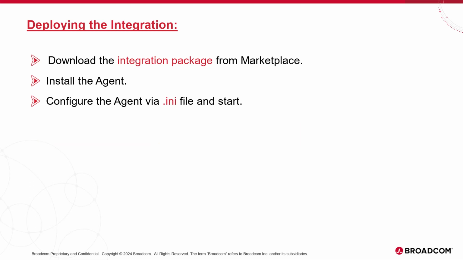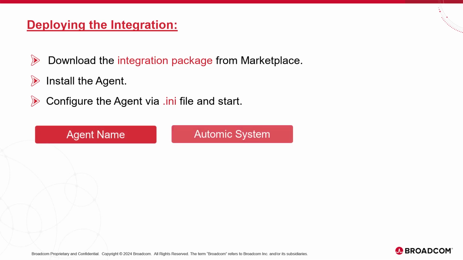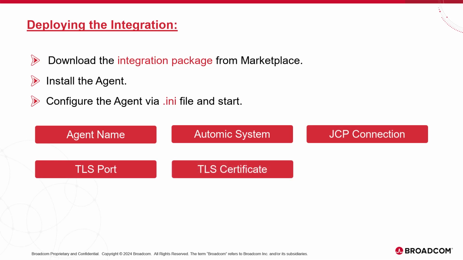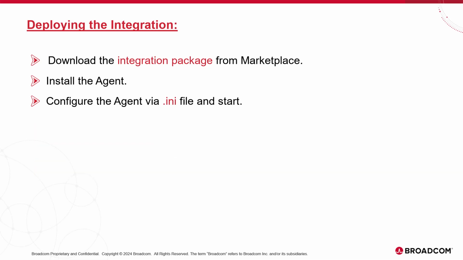AWS Batch is a standard Automic agent. It requires at least 4 values to be updated: agent name, Automic system, JCP connection and TLS port, and finally TLS certificate. When the agent is configured, we start it. New object templates are deployed.